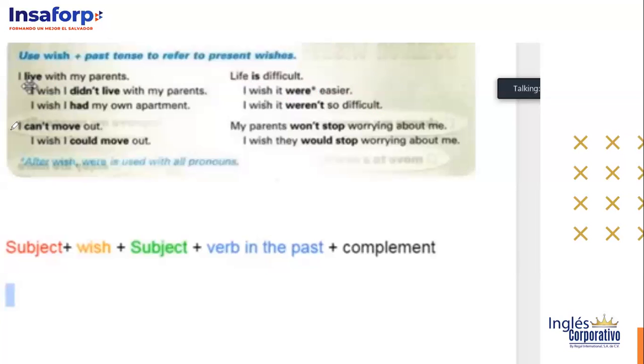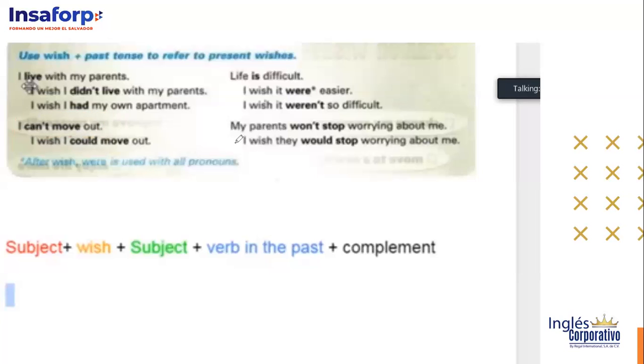And we have the next situation when we use can't. The situation is, I can't move out. And the wish, I wish I could move out. If you see, what is the past of can? Could. All right.